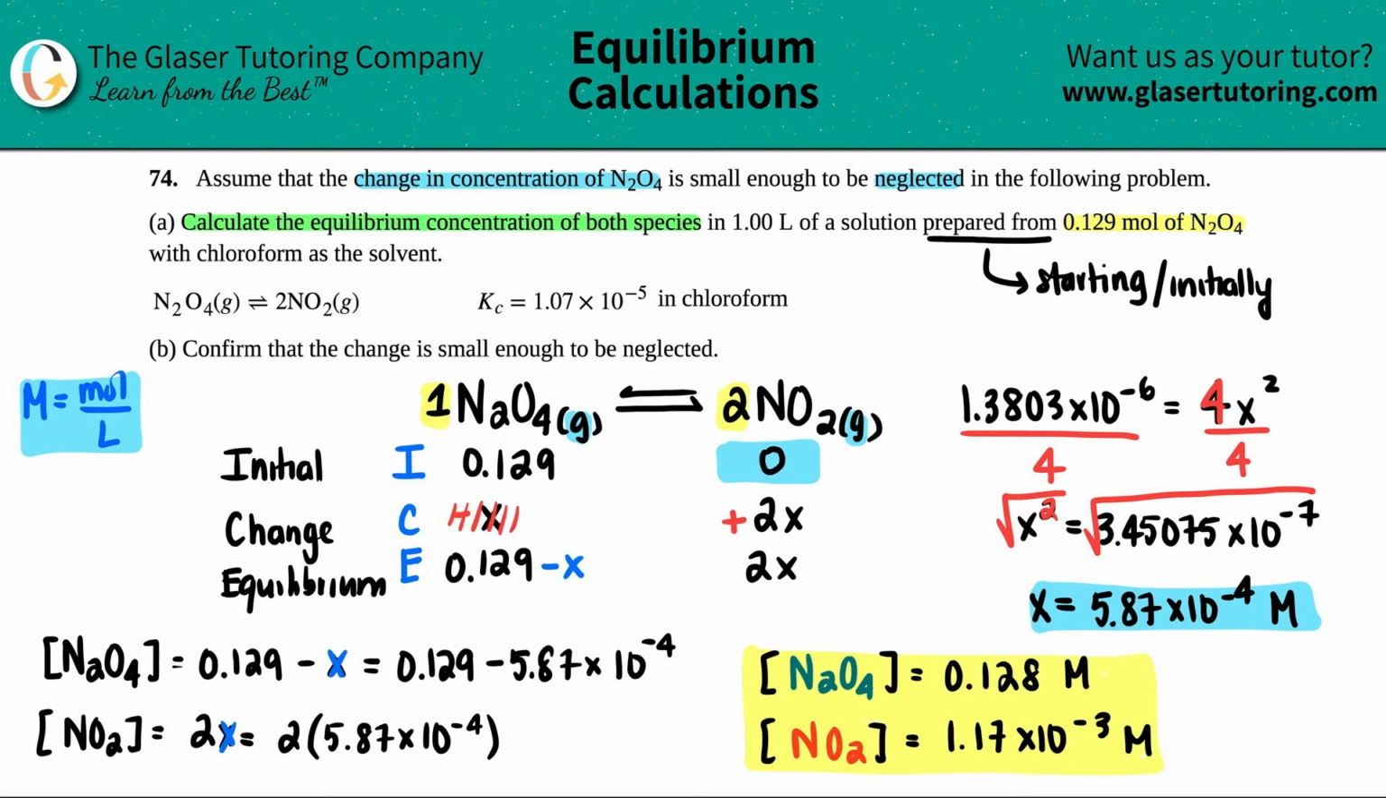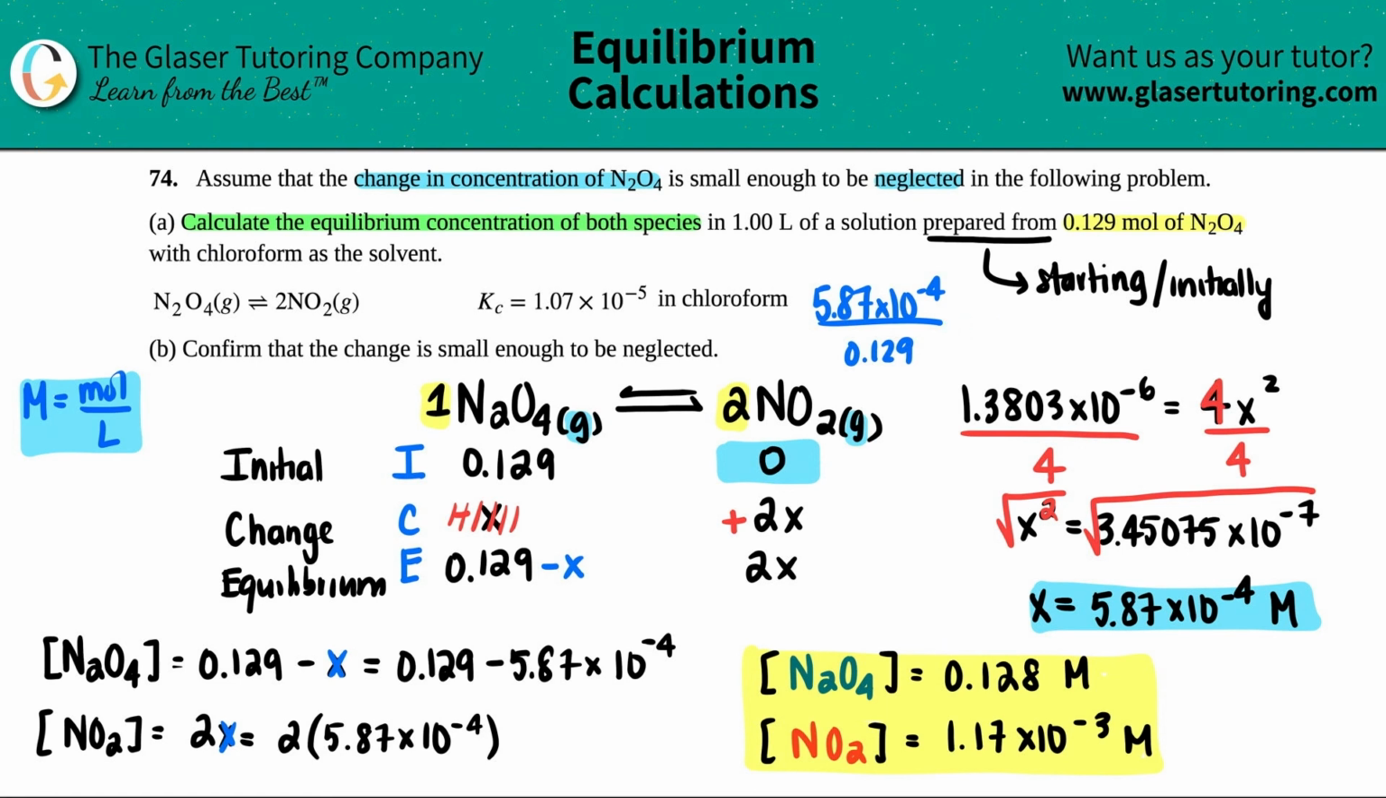Also, you could do the 5% rule. Basically, you take the answer and divide it by your initial concentration and times it by 100. So in this case, I would do 5.87 times 10 to the negative fourth and divide that by 0.129 times 100. If that answer is 5% or less, you can also neglect it. So if I do that, I get like 0.45. So way low, you can neglect.